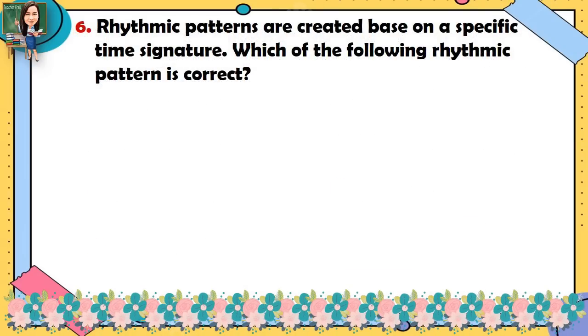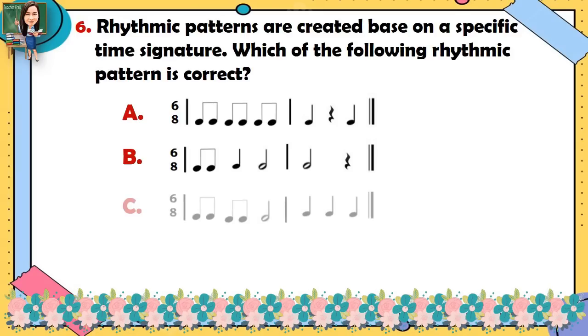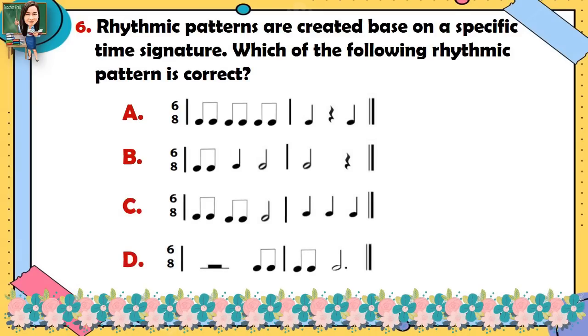Number 6. Rhythmic patterns are created based on a specific time signature. Which of the following rhythmic pattern is correct? A, B, C, or D? Very good. The correct answer is letter A.